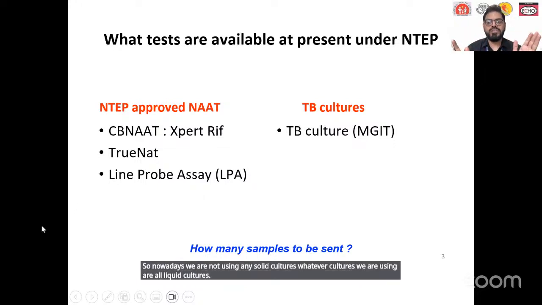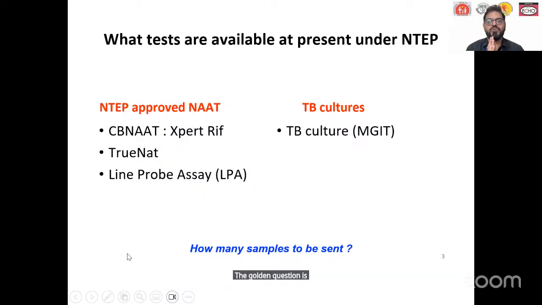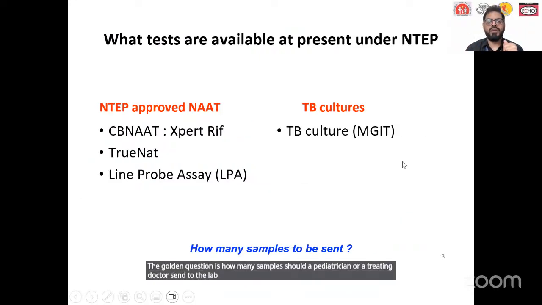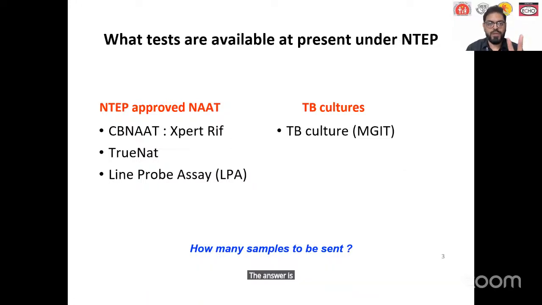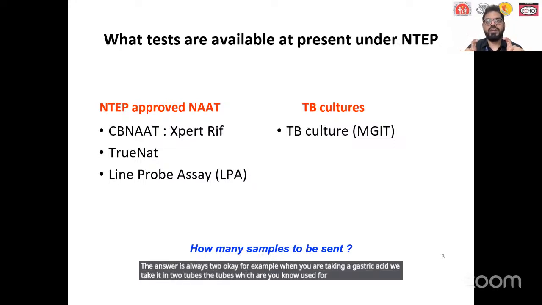The golden question is, how many samples should a pediatrician or a treating doctor send to the lab when sending for diagnosis of TB? The answer is always two. For example, when we take a gastric aspirate, we take it in two tubes. The tubes used for collection are known as falcon tubes. They are conical tubes. The sample is taken into the falcon tube and sent to the lab for testing.